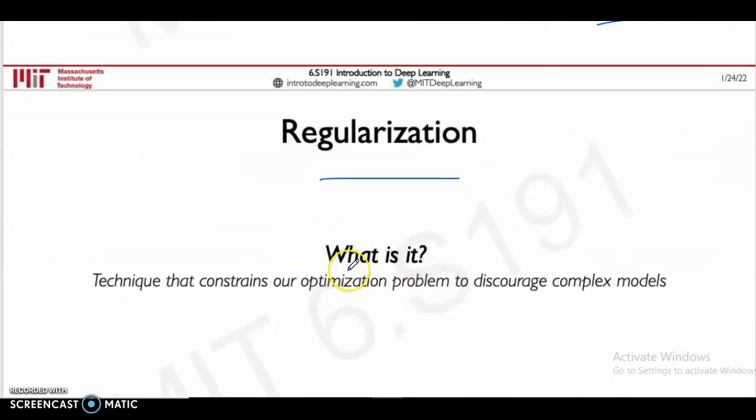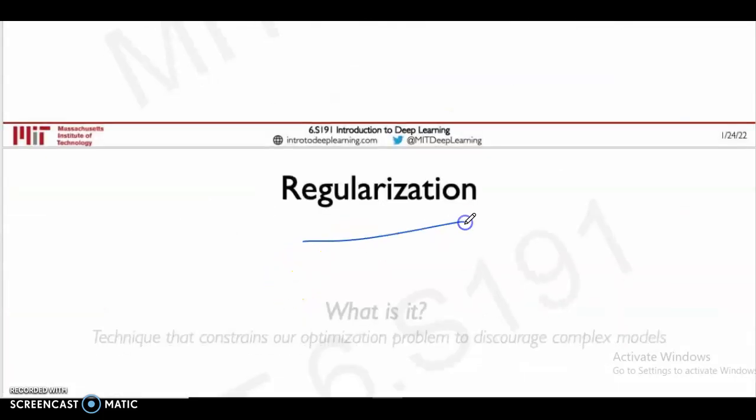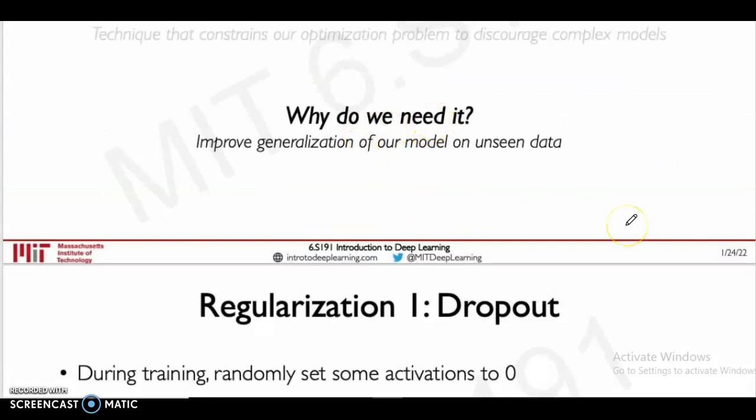Regularization. What is it? This is a technique that constrains our optimization problem to discourage complex models. Why do we need it? To improve generalization of our model on unseen data.